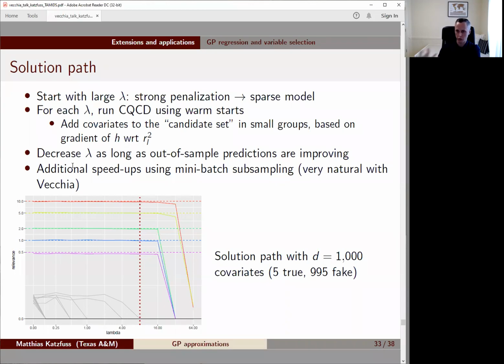We have a Gaussian process, so there's dependence between different Ys, different responses. So we don't have IID data, but we can still apply mini-batch subsampling very nicely in conjunction with Vecchia. That would lead to even further speed-ups, where we don't even have linear scaling in N, but linear scaling in whatever the batch size is.